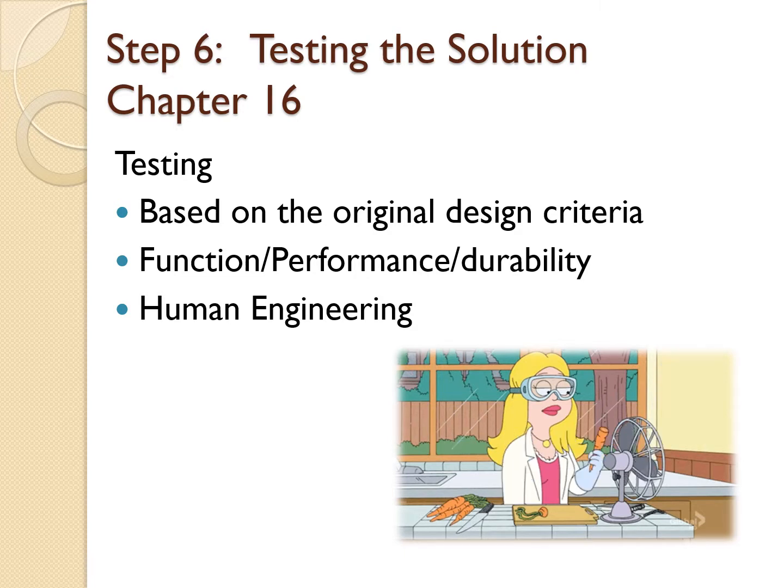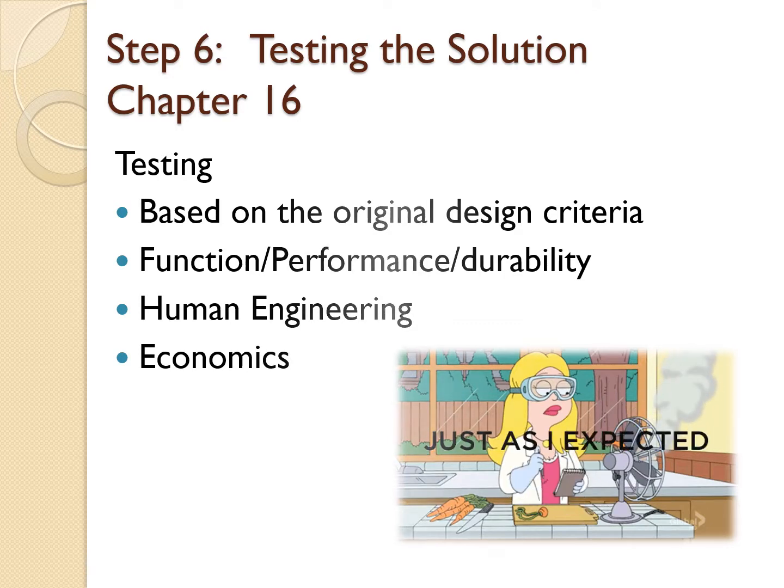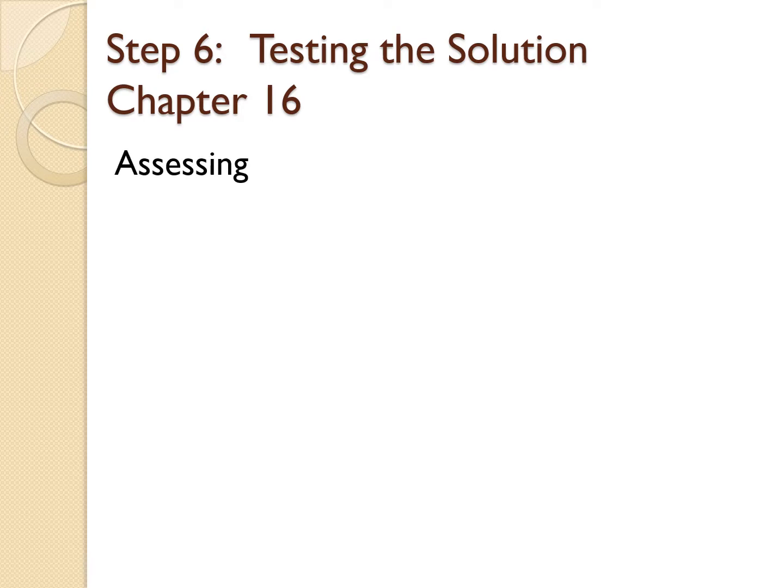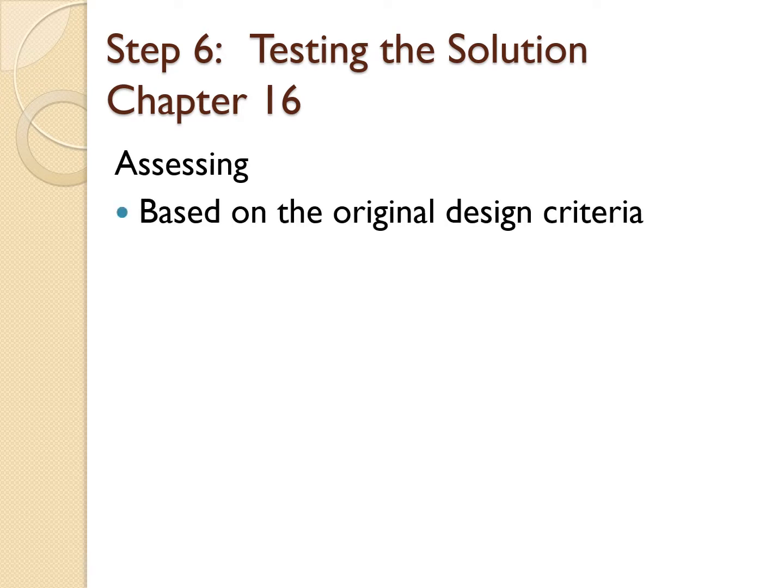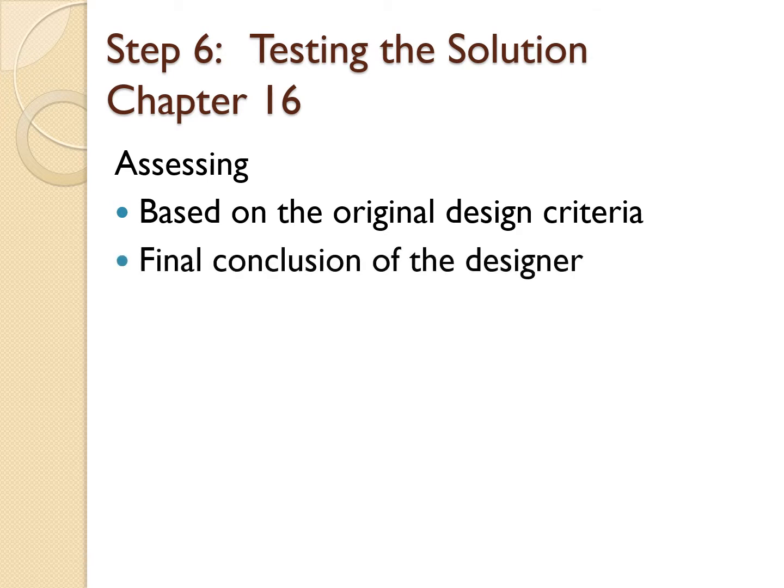Testing also includes human engineering, how it can be engineered. It includes the economics, how much does it cost to continually make whatever the solution is. And then the second part is assessing our solution. So remember, assessing your solution is a determination or judgment of the solution. Does it work? And again, assessing it needs to go back to what? The original design criteria. So if we're making that car for the snow, we tested it in the snow. Now, as we assess it, we need to assess it for the snow. Did it work? Did it not work? Okay? And the assessing is, again, the final conclusion of the designer.